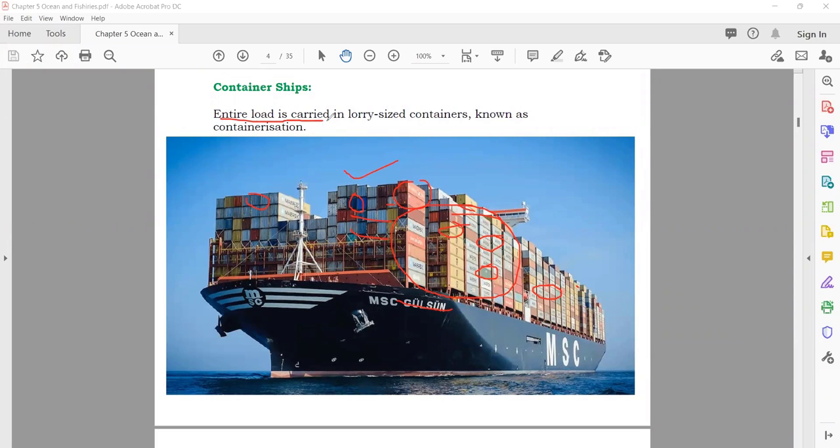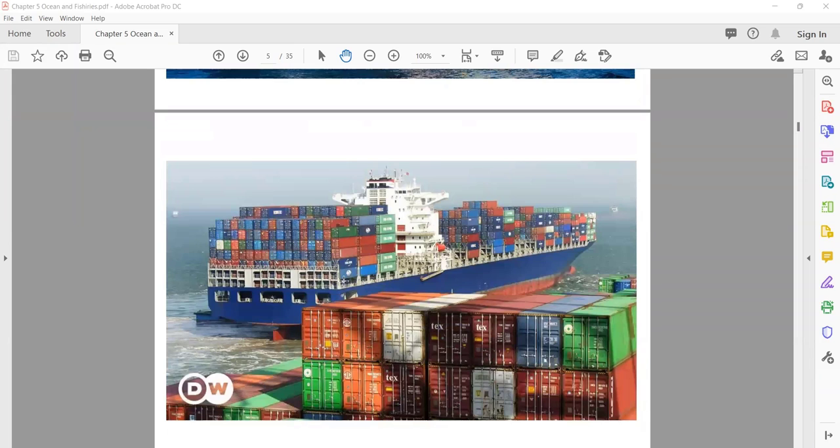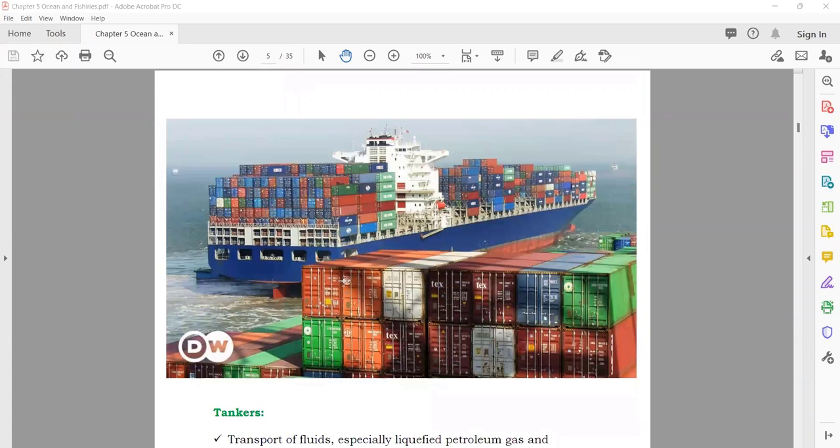The entire load is carried in a lorry-sized container, known as containerization. So putting the load in a container is known as containerization. So this is the container ship. Another example, the pictures here, you can see them.